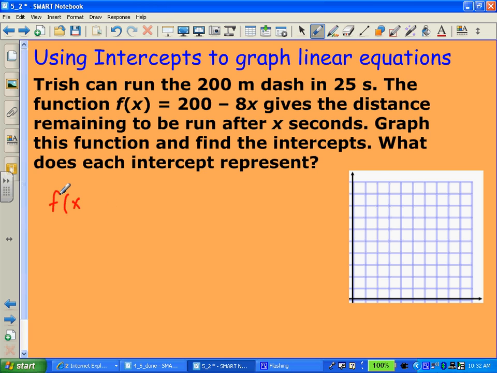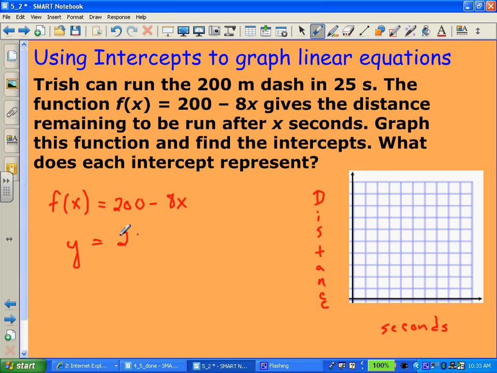So here's my function. F of x equals 200 minus 8x. And it told me that x was seconds, so I'm going to go ahead and label my graph here. And it told me that y was the distance remaining to be run, so this is distance. So what I'm going to do here, and this is a little different than what the book teaches you, but I think it's a shorter way and it makes the most sense to me, so this is the way I'm going to teach it to you.